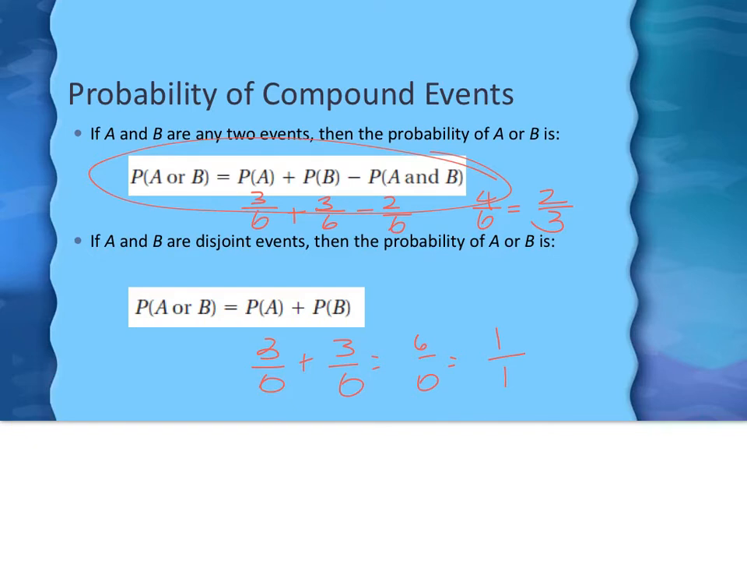Why do you subtract the top one but not the bottom? Because you can't account for it here and here if it overlaps. It's almost like you're accounting for it twice. So you've got to remove the part that happens for both. So disjoint, you just add. But if there's an overlap, you've got to subtract from it the overlap. Questions so far?